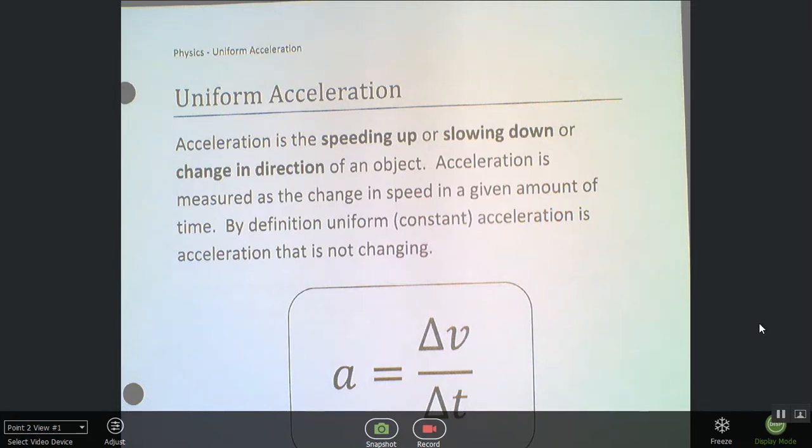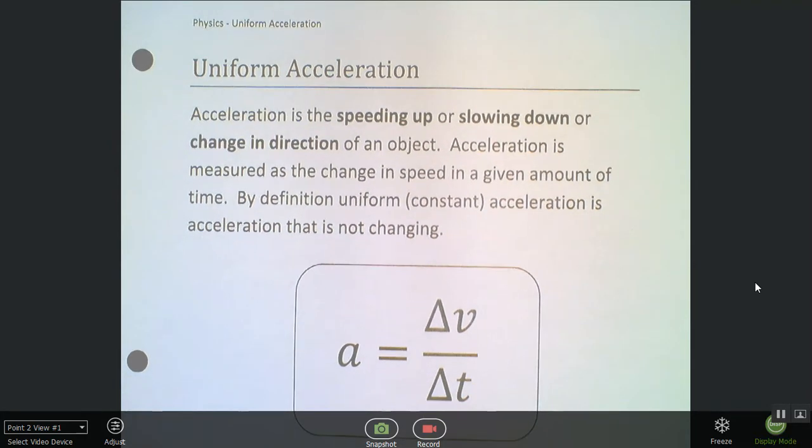Okay, so this video is going to be all about acceleration and what uniform acceleration is. What we're going to look at is the definition and then a few problems that are related to it.